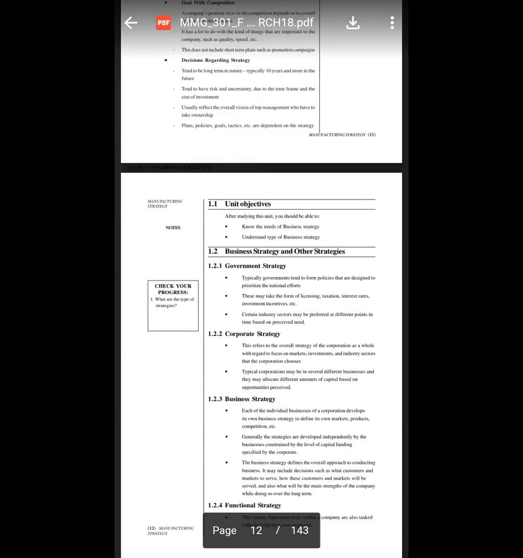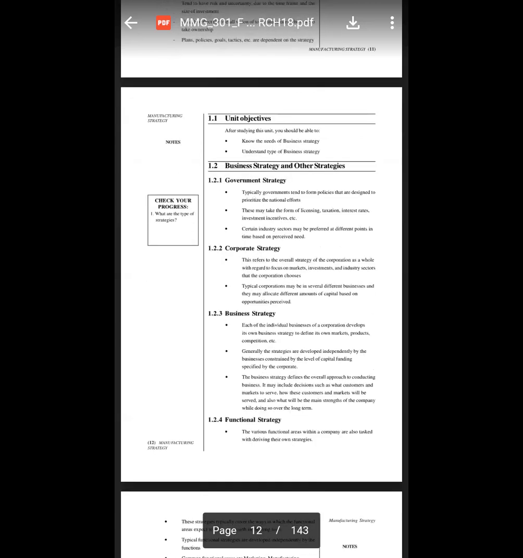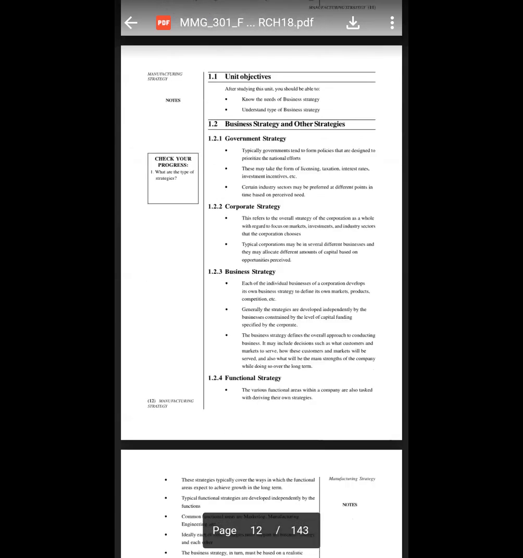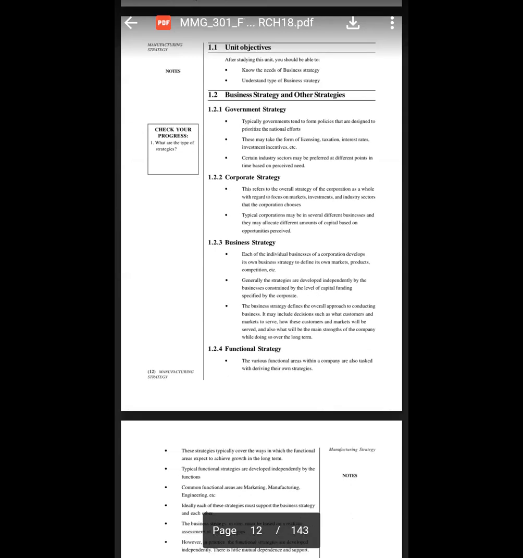Plans, goals, tactics, and policies also depend upon the strategy. Now the top level management, it reflects the overall vision of the top level, who have to take ownership. So all these are the important things which we have to focus on, right? So now we are going to discuss the business strategies and other strategies. Now see, government strategy.